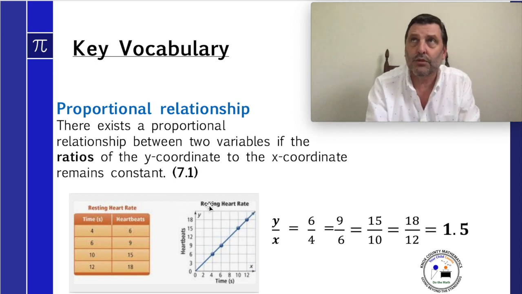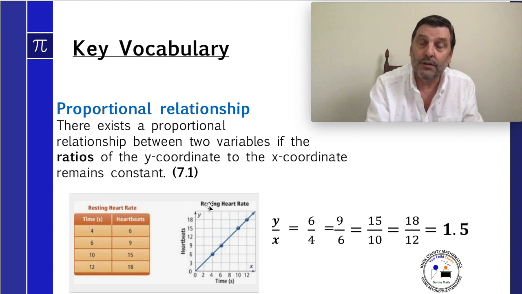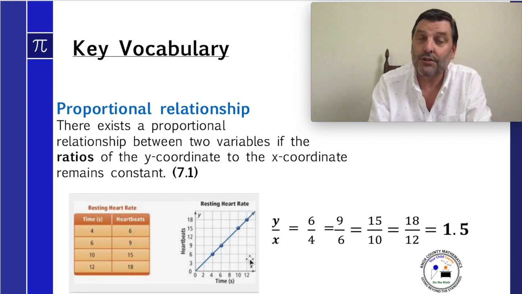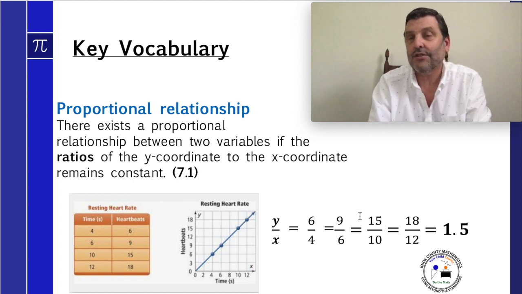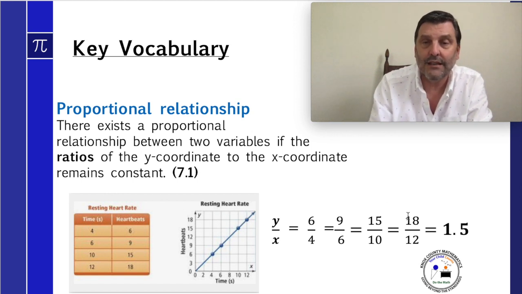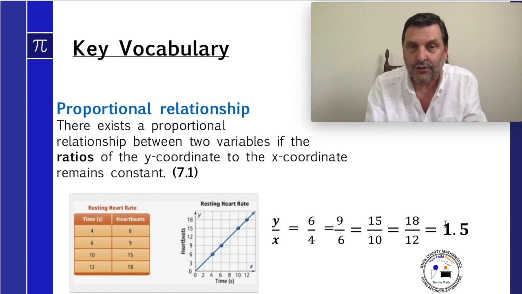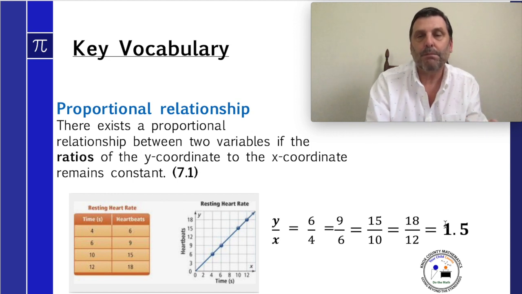I can take the ratio, which we've talked about in previous packets, but also in your sixth grade and early in seventh grade. If the relationship of your Y variable, in this case the heartbeat, to the X variable, which is time, is the same every time we look at the values in the table, if that ratio stays constant, well, let's check and see. The ratio 6 to 4 simplifies to the same as 9 to 6, as it does to 15 to 10, which it does to 18 to 12. All simplify to 1.5, or they're all equivalent fractions. So if that exists between a set of values, then that relationship is a proportional relationship.